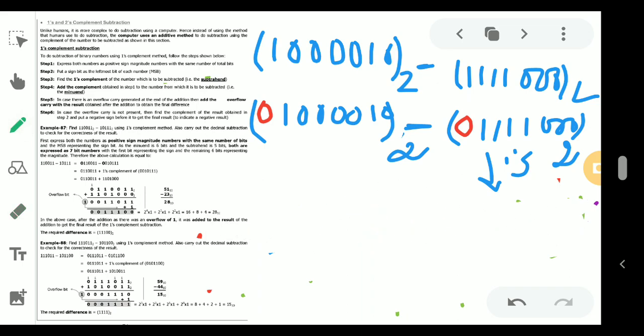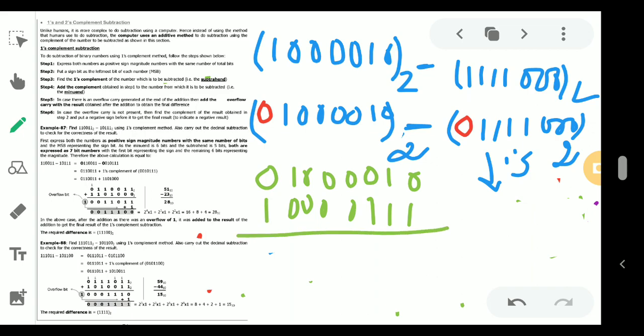Ones complement is done. Now I am adding. The ones complement of the number is 1 1 1 0 0 0 0 1. Now I am adding 1 1 1 1 0. So this is the addition result, and here you can see there is no carry generated.